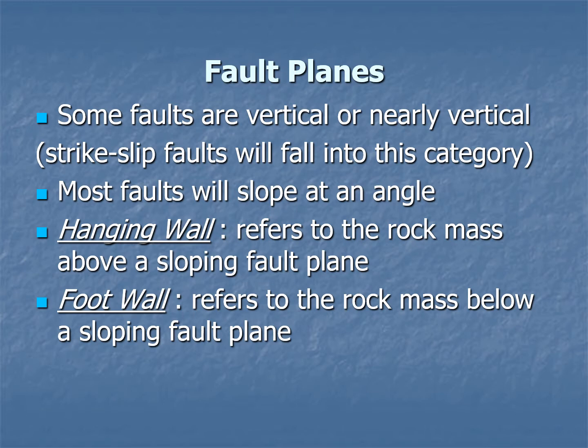Okay, since most faults slope at an angle, that means that our sloping fault plane is going to bisect the rock into 2 different blocks. You've got a block of rock above the sloping fault plane. We're going to refer to that as the hanging wall. And then you have a block of rock below the sloping fault plane, and we're going to refer to that as the footwall.